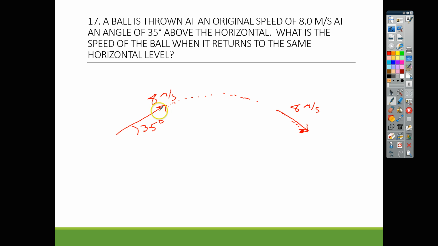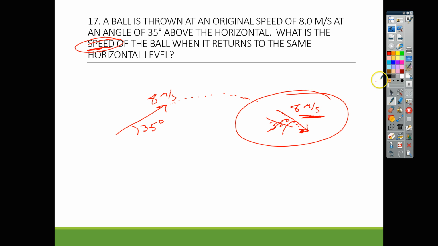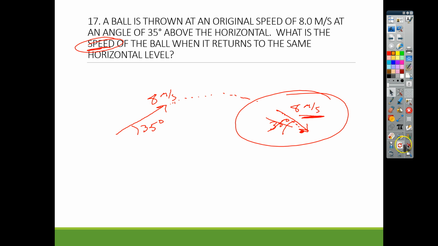So notice that this is at the angle of 35. It's also going to land at 35 degrees, and it will have exactly the same speed. So the final answer would be 8 meters per second. Notice it says speed, so we don't really care about this angle, but we do know that the speed that it lands at is 8 meters per second.